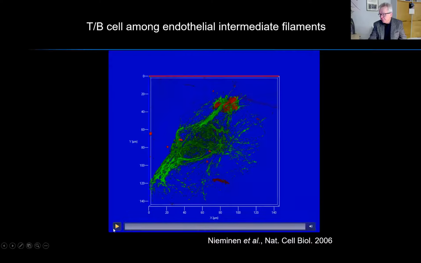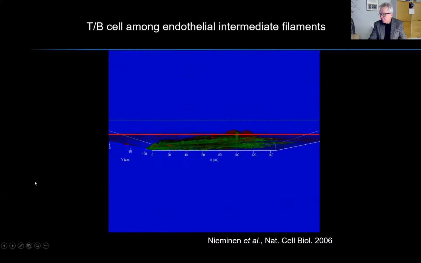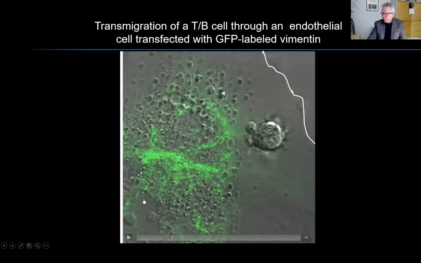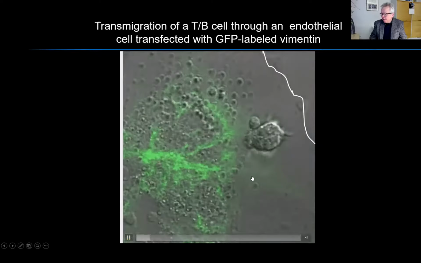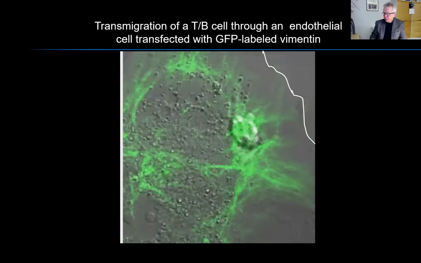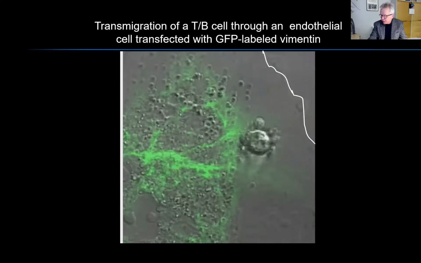And we used, of course, our favorite systems to show this. So this is a HUVEC cell labeled for Vimentin, and you can see that there's an immune cell that is smack in the middle of the HUVEC cell. And here's another where you have GFP-tagged Vimentin, again in a HUVEC cell, and you have a transmigrating lymphocyte that is digging itself into the HUVEC cell.